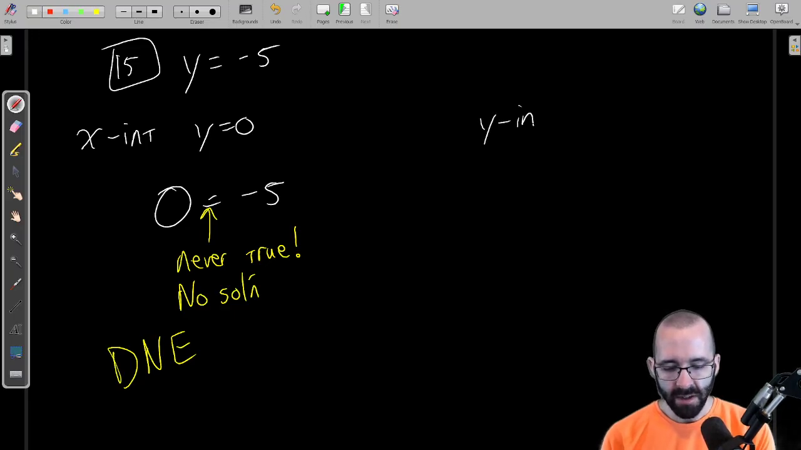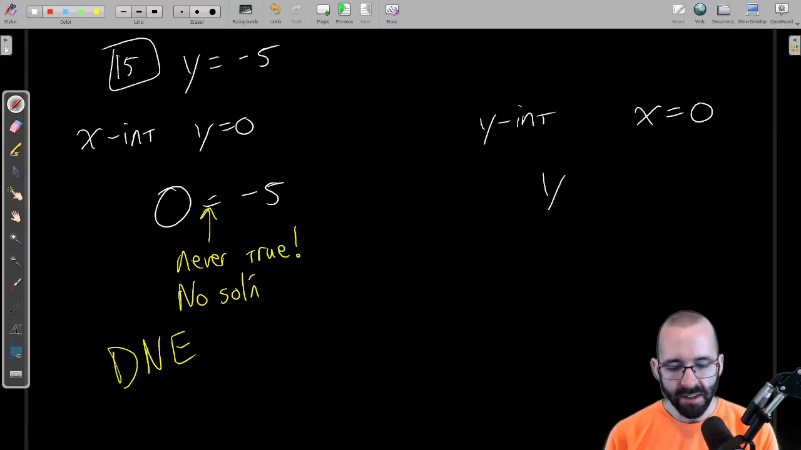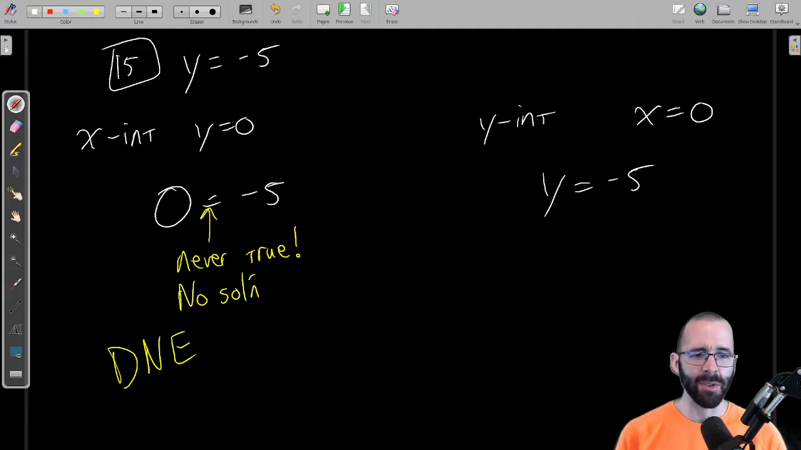The y-intercept is when x equals 0. Well, replace all the x's with 0, and what do you get? This. There are no x's to replace. Okay? If you replace all the x's with 0, this is what you get. Nothing changes, and we still find our y-intercept.